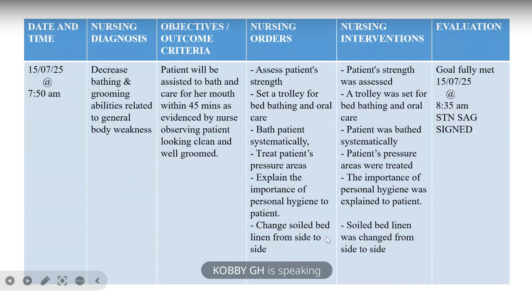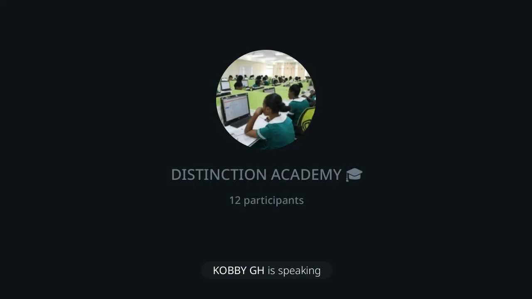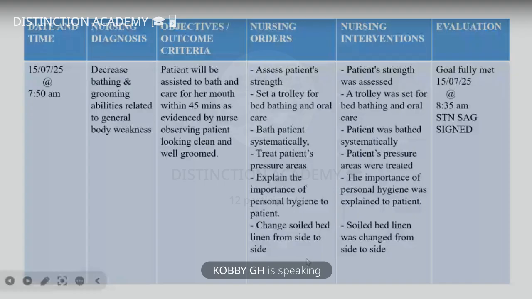You can even write change soiled linen. You can just write change soiled bed linen. Simple as that. No need to add a side to side. Is that okay? So assess patient strength. Patient strength was assessed. Set a trolley for bed bathing and oral care. A trolley was set for bed bathing and oral care. Bed bath patient. Patient was bed bathed. Treat patient pressure areas. Patient pressure areas were treated. Explain the importance of personal hygiene to patient. The importance of personal hygiene was explained to patient. Change soiled linen. Soiled linen was changed from side to side.